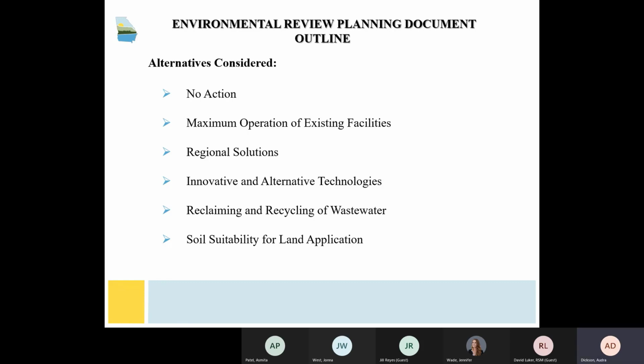Soil suitability for land application would be constructing a land application system as opposed to a new or expanded point source discharge. The LAS alternative must utilize an application rate and appropriate land acquisition costs. Those are current day costs. If the project is already ready for the expansion construction of an LAS, this alternative can be disregarded.